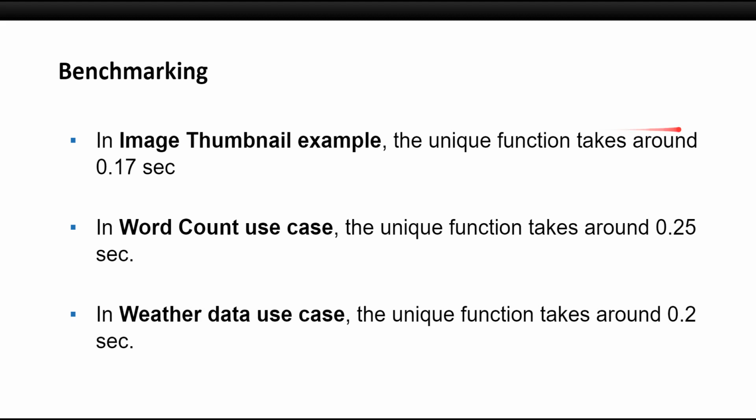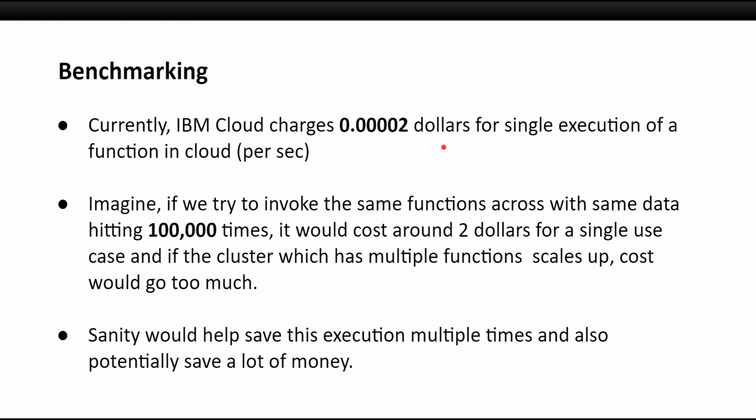Now considering the IBM Cloud, which charges this many dollars for a single execution of a function per second, imagine that the same function is executed 1 million times. It would cost about $2, which is a really small number for a single function execution. But now imagine if this function execution scales on a global level. In that case, we will be able to save a lot of money.